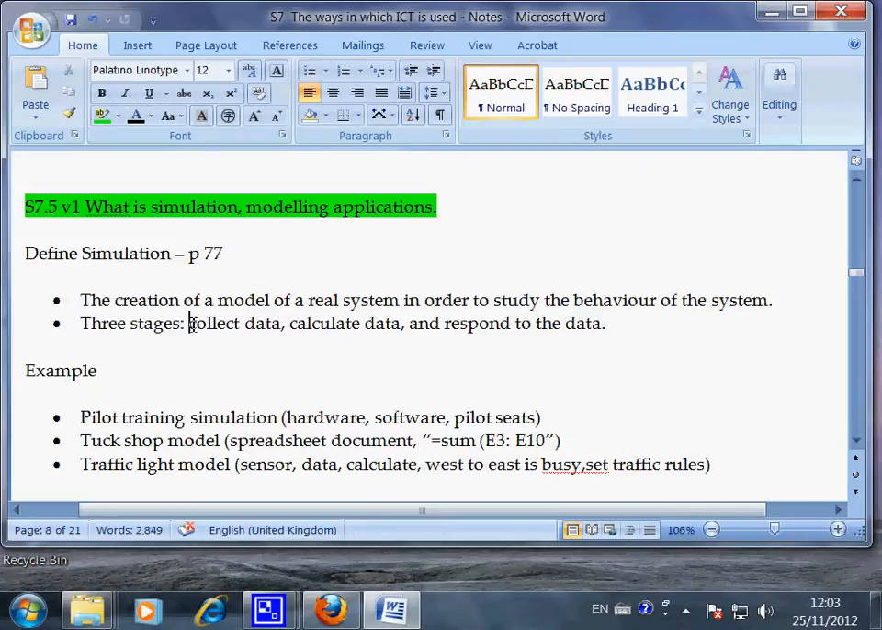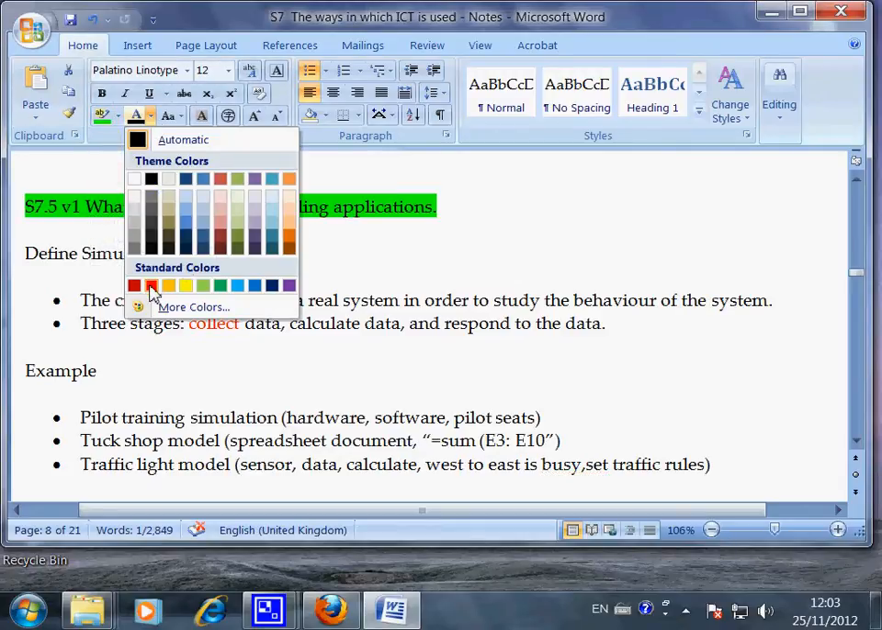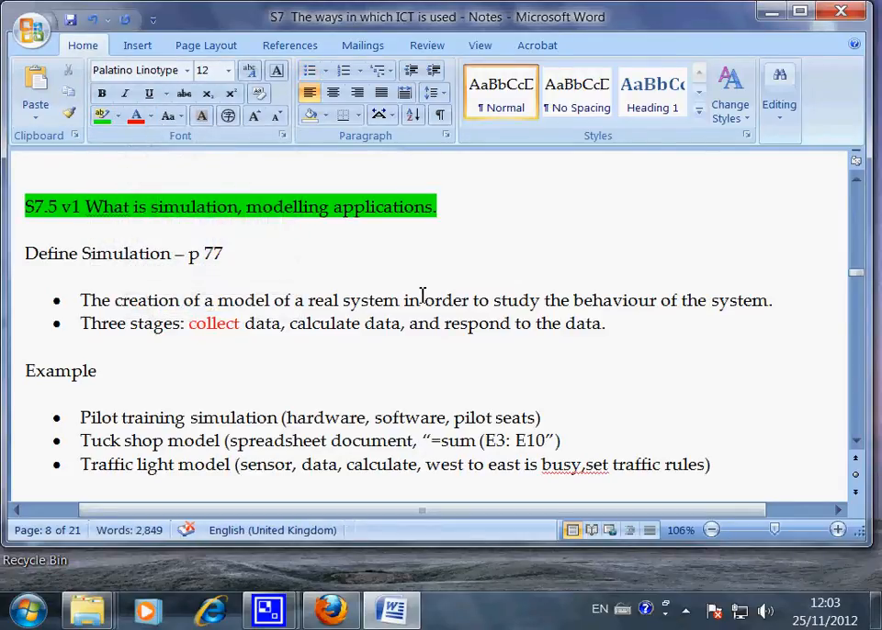Now, you remember what I said. The important thing, the key to learn a lot of things, is to remember the key words. That's why I have these video clips with selected keywords from your textbook, and that's why you have to write it down in your book. And also here in your notebook, you should highlight the keywords of a sentence. So you know, this is what simulations do: collect, calculate, and respond.